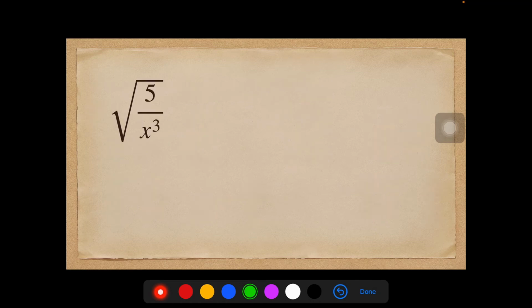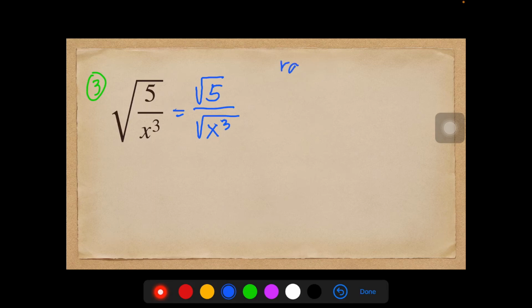We have the fifth root, the square root of 5 over x cubed. Again, this is not in the simplest form. It's because it is a fraction, right? That's why the first thing that we're going to do is to rewrite it in a simpler form, like that. But then again, we have in the denominator a radical sign. That's why we have to rationalize the denominator.